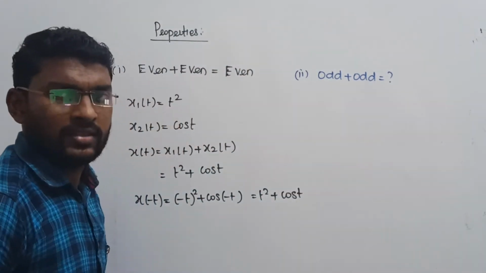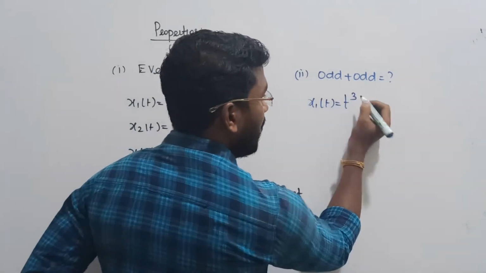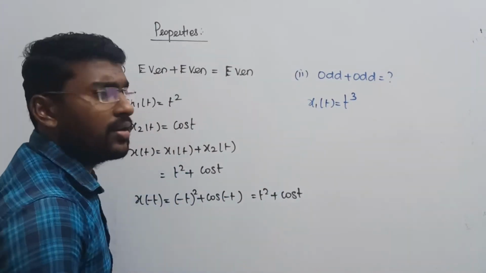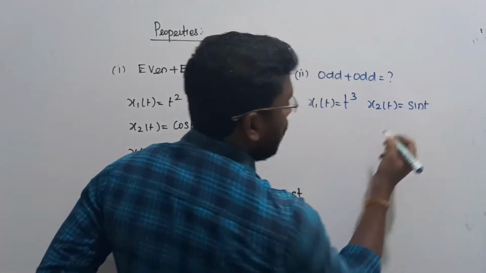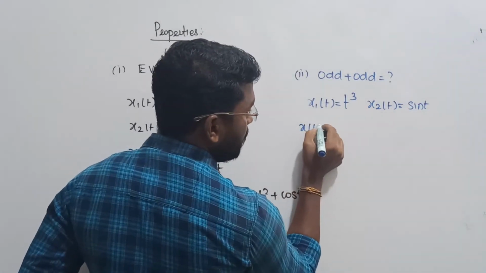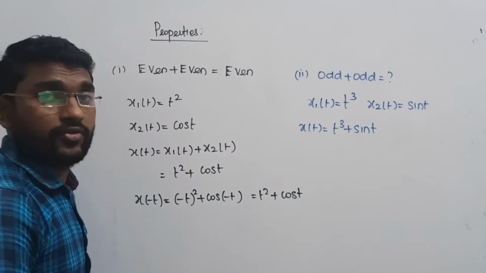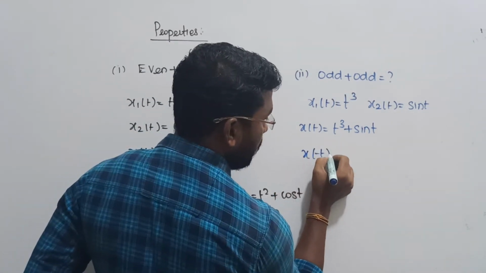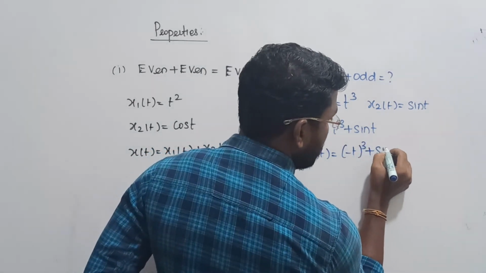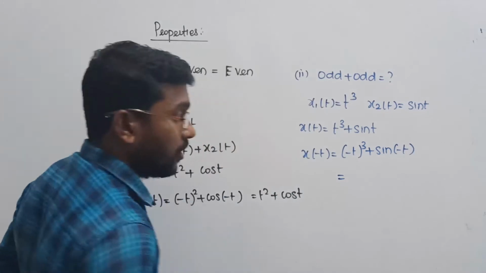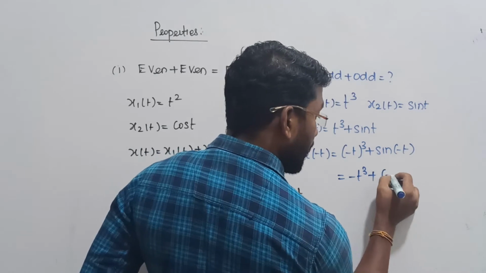So odd plus odd. Shall we test? Yes. Let us take the example x1 of t, let me consider t cube. We all know t cube is an odd signal. Similarly, let me consider x2 of t as sin t. Now, in resultant, if I group these two signals, then what will happen? T cube plus sin t. That is going to be x of t. Now let us explore the value of x of minus t. X of minus t equals minus t whole cube plus sin of minus t. In resultant, minus t whole cube equals minus t cube, plus sin of minus t equals minus sin t.